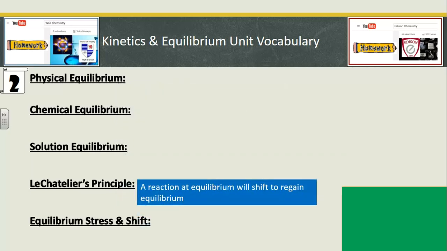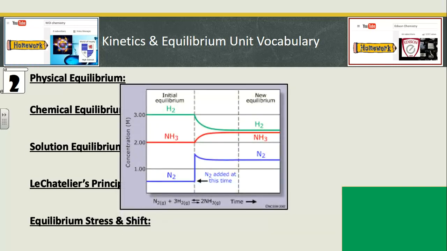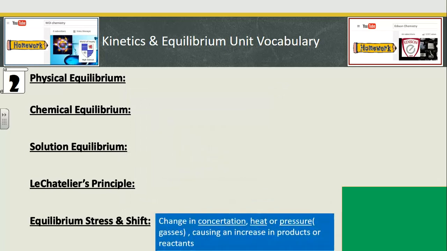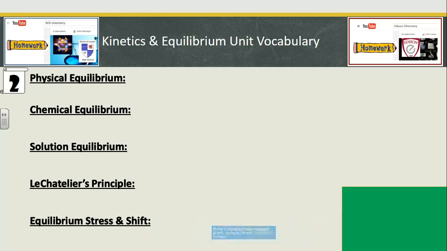So a reaction at equilibrium will shift to regain its equilibrium if subjected to a stress like heat, pressure, or concentration changes. So equilibrium stresses and shifts are what Le Chatelier's principle governs. When we change a concentration, a heat, or a pressure, it causes a change in the products or the reactants, which shifts an equilibrium towards the right or the left. And that is one of the things that we'll be studying this unit.